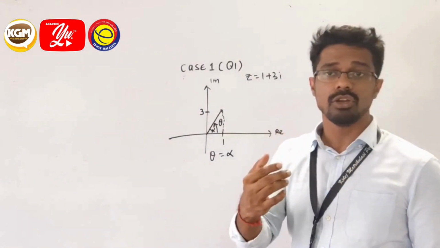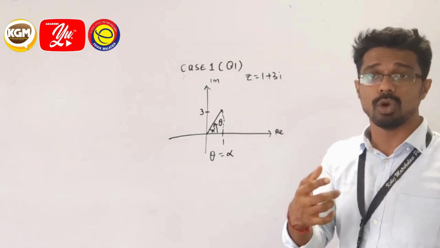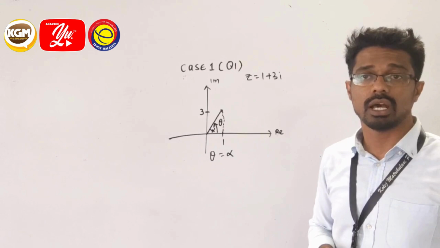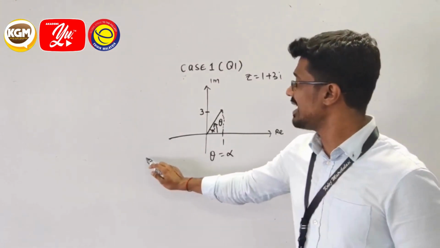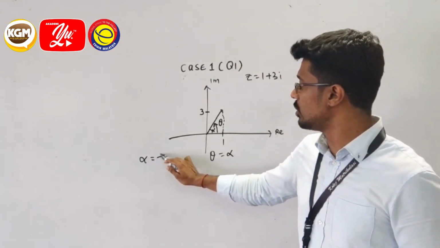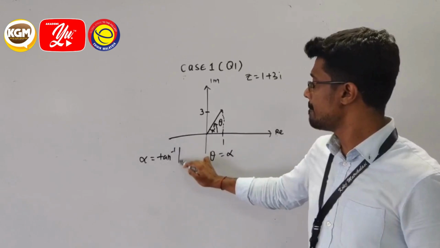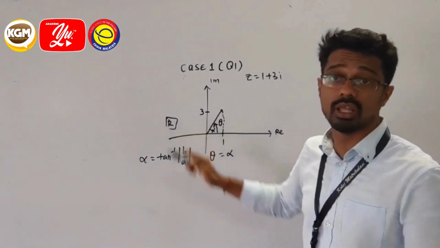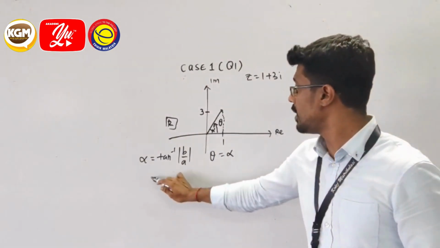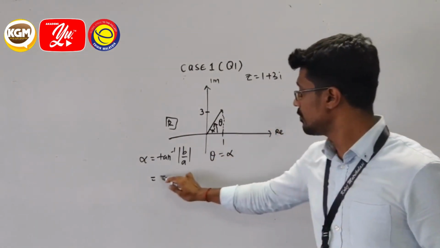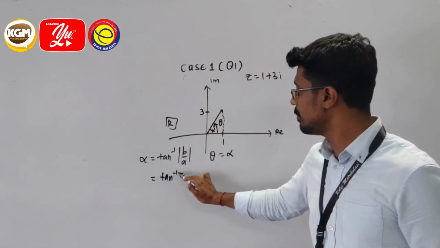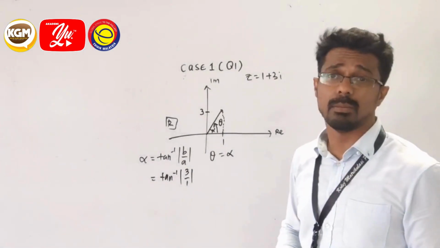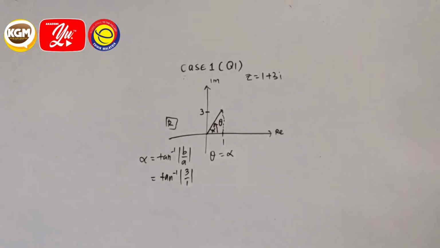As I have mentioned to you previously, we have to calculate our alpha. From alpha, we should be able to get our theta. Calculating alpha is not difficult. Alpha equals tan inverse magnitude B over A. Make sure your calculator is in radian mode. That is very important. My B here is 3, so tan inverse 3 over 1. Take your calculator, make sure it is in radian mode.